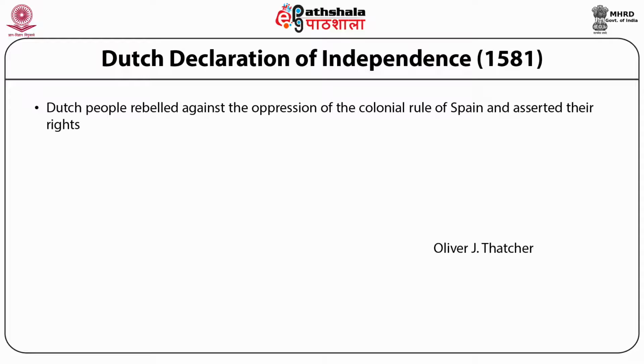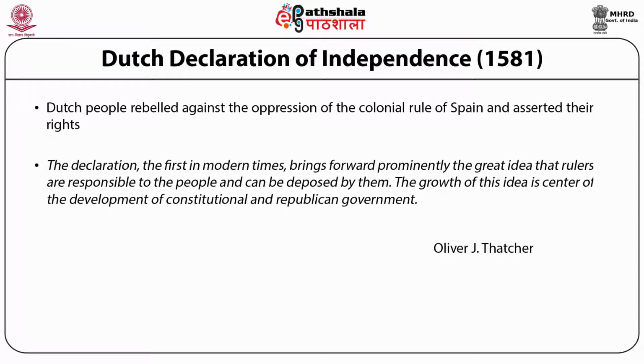Oliver Thatcher, commenting on the significance of the Dutch Declaration of Independence, said, I quote, "The Declaration, the first in modern times, brings forward prominently the great idea that rulers are responsible to the people and can be deposed by them. The growth of this idea is the center of the development of constitutional and republican government."